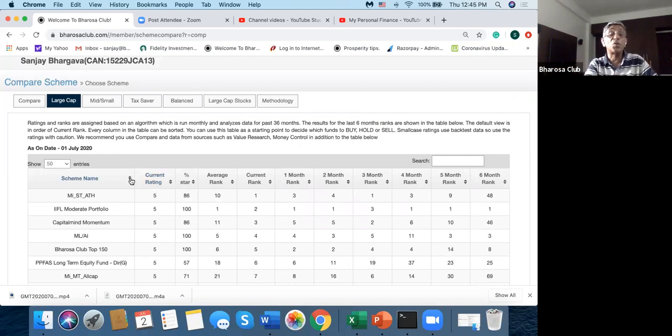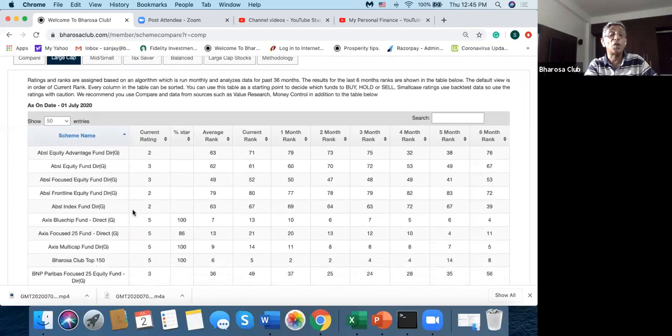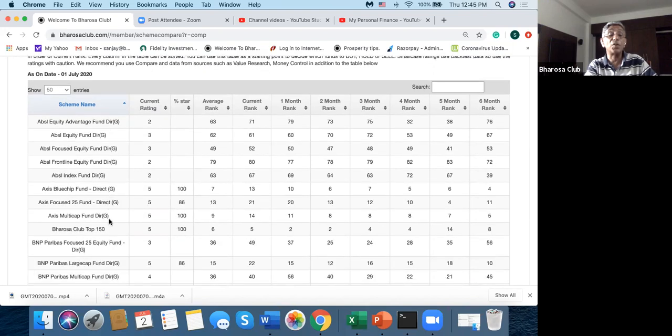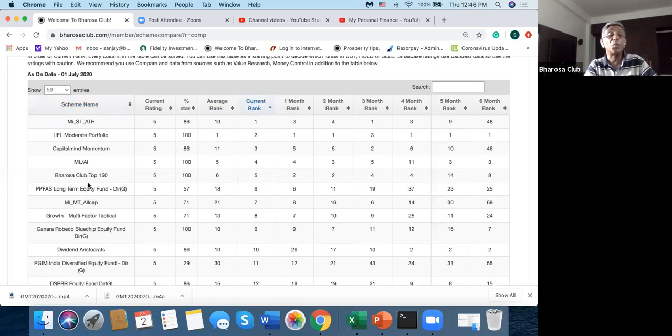And then here, if I want to sort, so now if I look at all the ABSL funds, what is the rating? It's 2, 3, 3, 2, 2. So ABSL does not seem to be doing a very good job. But if I look at Axis as a fund house, then most of their funds are rated. In fact, there are 4 of them in this category, and all of them are rated 5-star. The Bharosa Club top 150 small case is also rated 5-star. If I go into the current rank, then Bharosa Club top 150 is ranked 5.